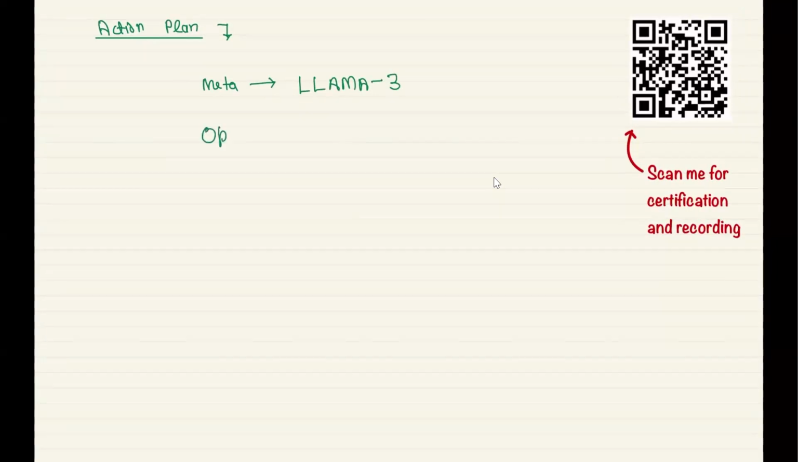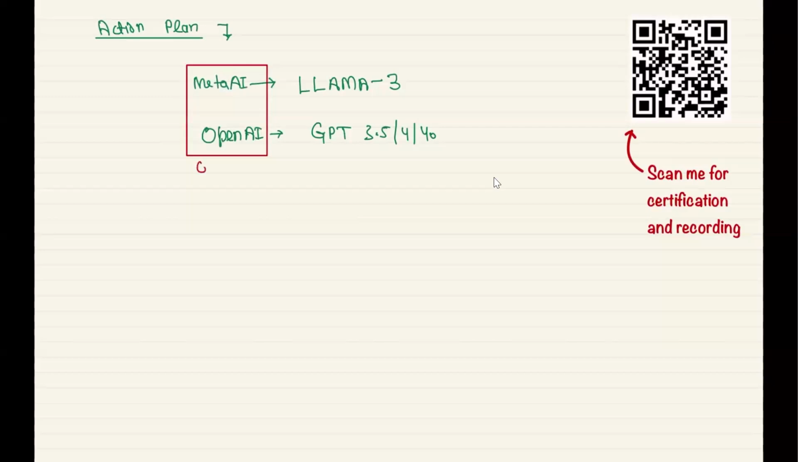Can you tell me the name of the most recent model that is created by OpenAI? GPT-4o or GPT-4 or GPT-3.5, right? Can you tell me what these are? These are companies, right? Instead of Meta, let me call it Meta AI so that it will be easy for you to understand. Meta AI, OpenAI. These are the names of companies.